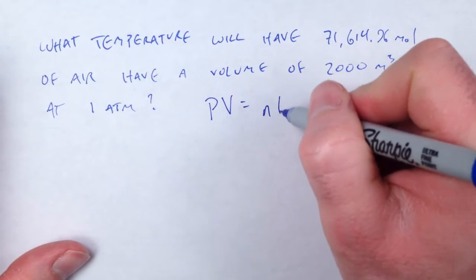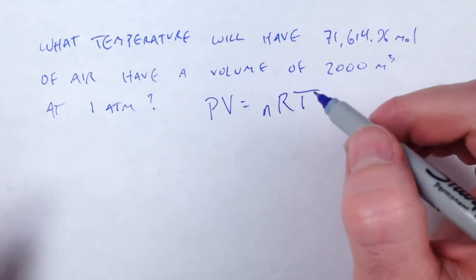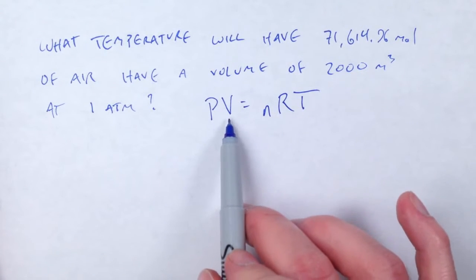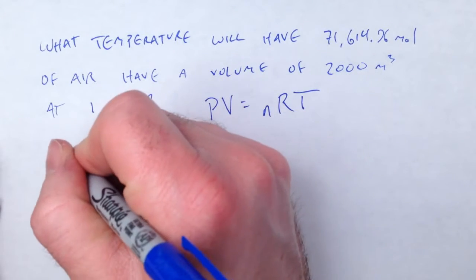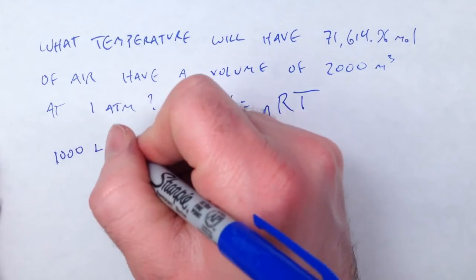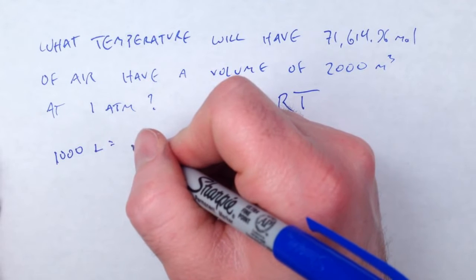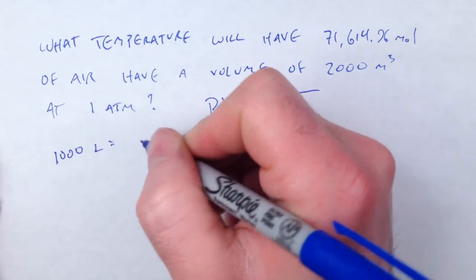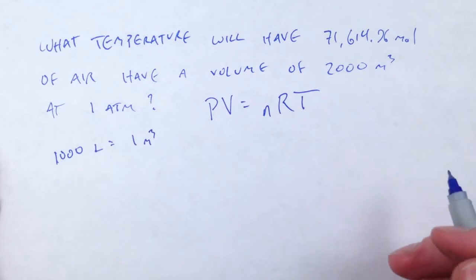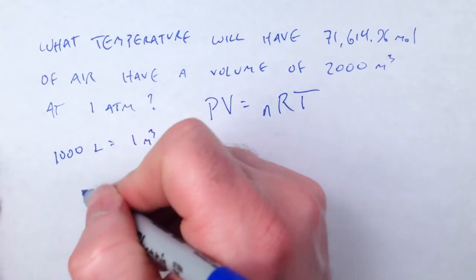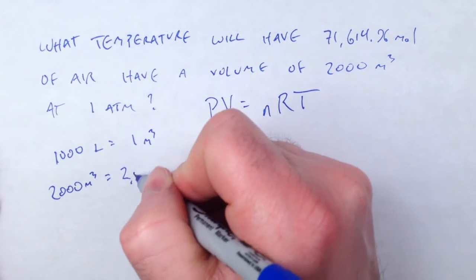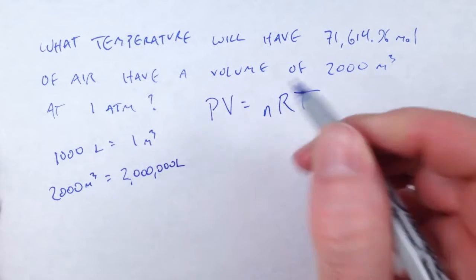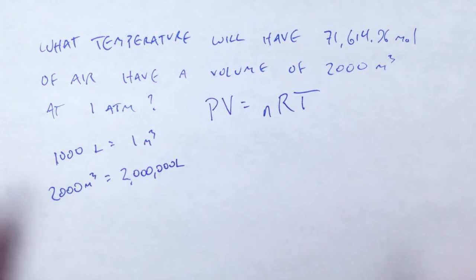PV equals nRT. So a word about this. The volume is in liters, but this volume is in cubic meters. There are 1,000 liters in 1 cubic meter. And that means that 2,000 cubic meters is actually 2 million liters. So that's the number I'm going to have to use.